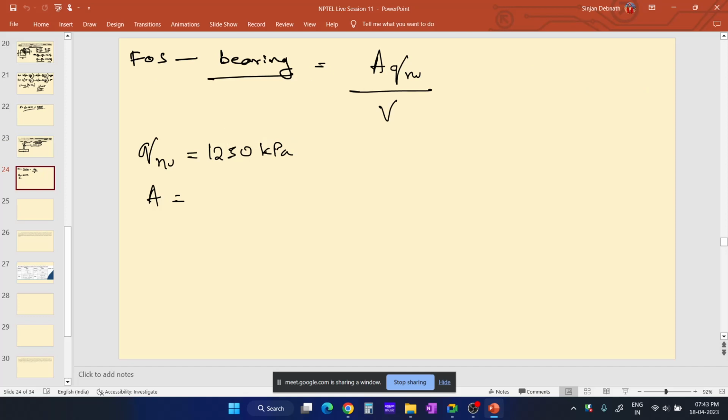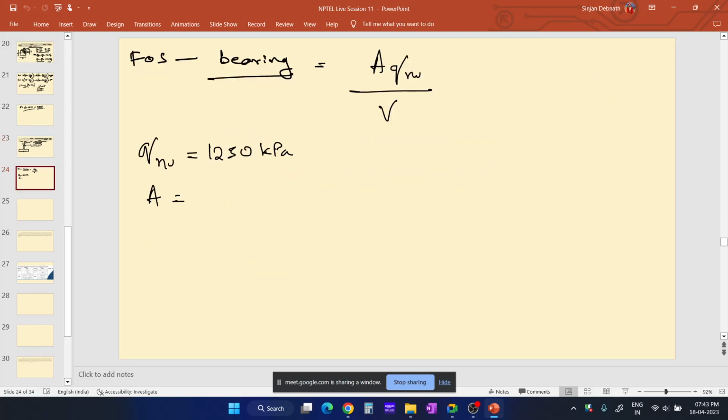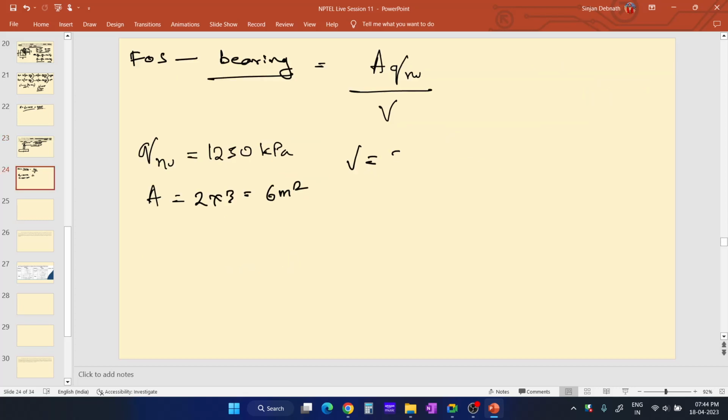So area of the footing is how much? It is 2 meter by 3 meters, so that means 2 into 3. Since it is a rectangular footing, the area is 6 meters square. Right? We know the value of V is how much? V is the vertical component, 3000 cos 10 degrees, and this comes to be around 2954.4 kilonewton. Okay, now let me just put all the parameters into this equation.